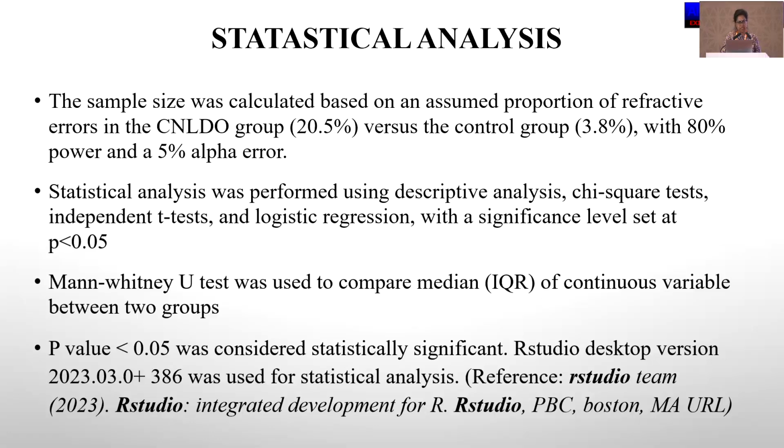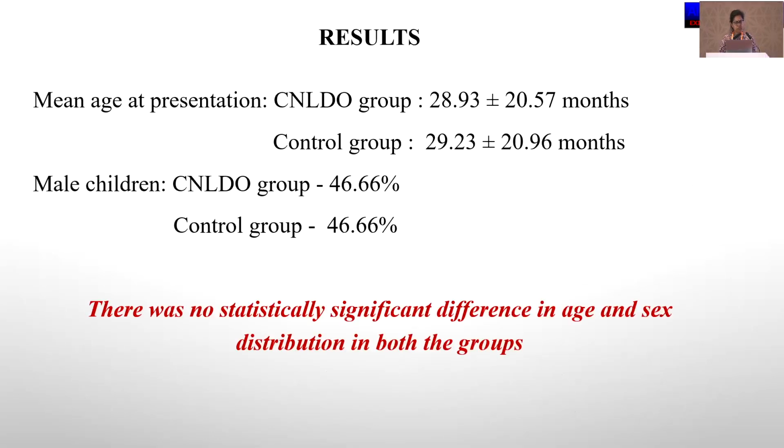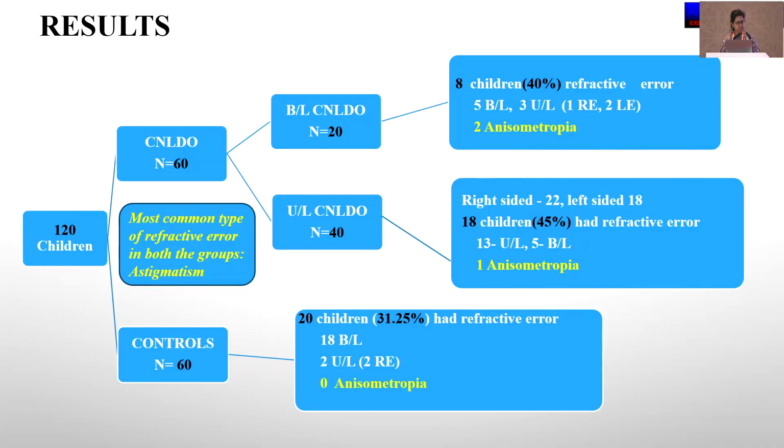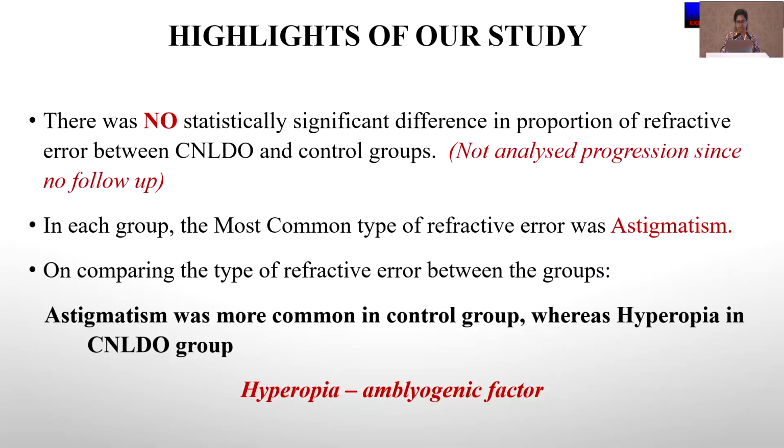All the data was analyzed statistically. There was no statistically significant difference in age and sex distribution in both groups. Now 120 children were considered, 60 in each group. In the CNLDO group, we had 20 children with bilateral affection and 40 children with unilateral affection. In the bilateral group, 8 children had refractive error, 2 had anisometropia, whereas in the unilateral group of 40 children, 18 had refractive error, 1 had anisometropia. In the control group, 20 children had refractive error and none had anisometropia.